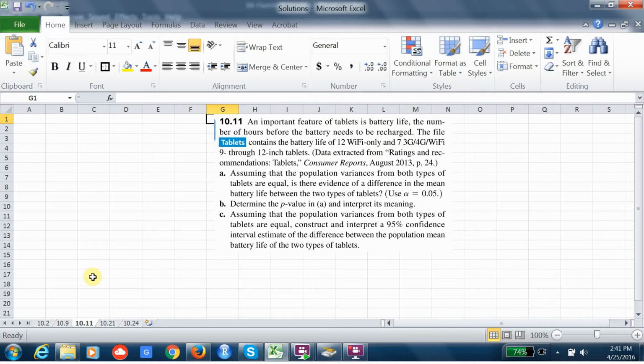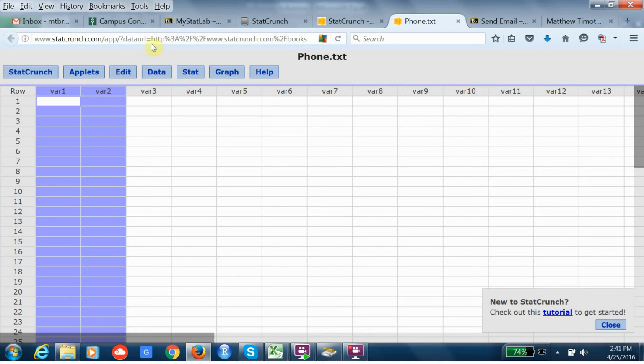Okay. And it starts off with part A, assuming the population variances from both tablets are equal, is there evidence of a difference in the mean battery lifetime? Okay, and we know because this problem is in section 1 that we're looking at the difference of two independent populations, the difference in the mean for two independent populations. So let's go ahead and grab this data set.